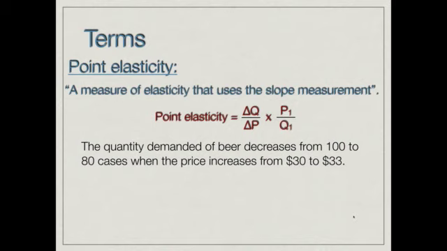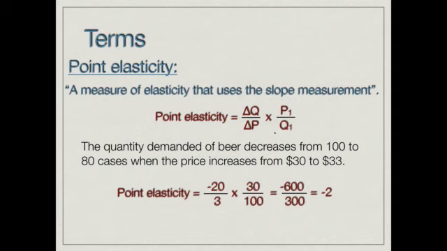So the quantity demanded of beer decreases from 100 to 80 cases when the price increases from $30 to $33. The change in the quantity is negative 20. We are going from 100 to 80, so 80 minus 100 gives us negative 20. The price increases by 3, so we're dividing by 3. The original price is equal to 30, and the original quantity is equal to 100. When we multiply that through, we get negative 2 as the price elasticity of demand.